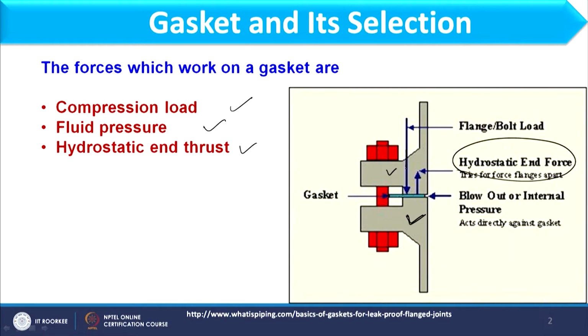And when I am having the operating condition, that is operating pressure or internal pressure, it will try to depart the connection, and when it departs the connection, it will give hydrostatic end force to this connection. The gasket load will act downward, however, the internal pressure or hydrostatic end thrust will work upward. So, when this internal pressure tries to push the connection apart, it again will try to push the gasket outside, it will try to blow the gasket out.